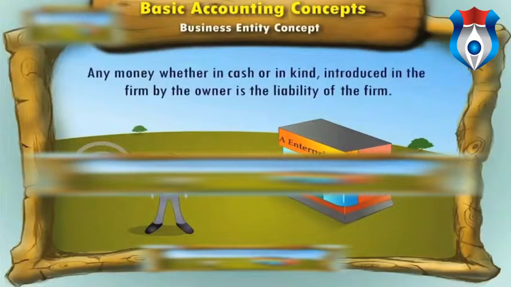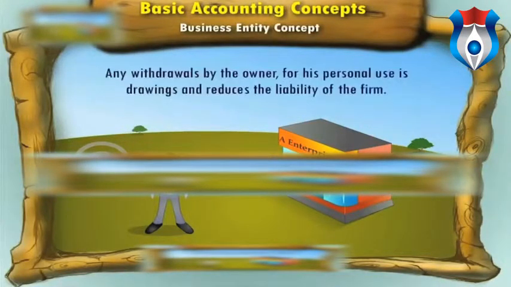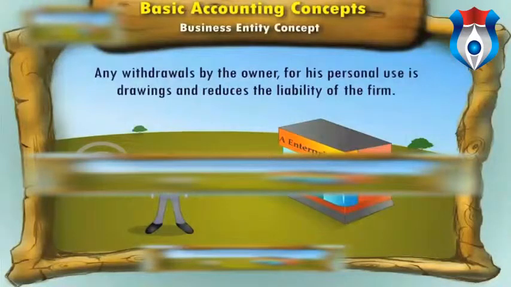Any money, whether in cash or in kind, introduced in the firm by the owner is the liability of the firm. Any withdrawals by the owner for his personal use is drawings and reduces the liability of the firm.